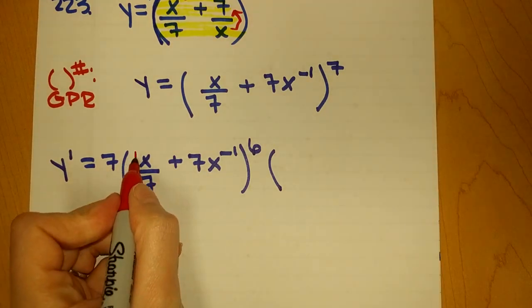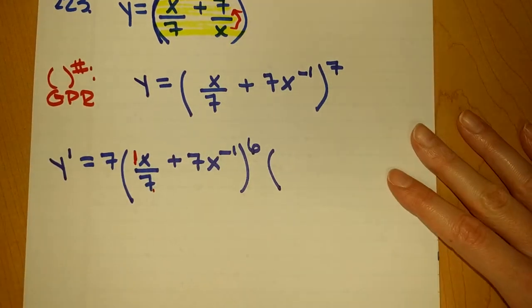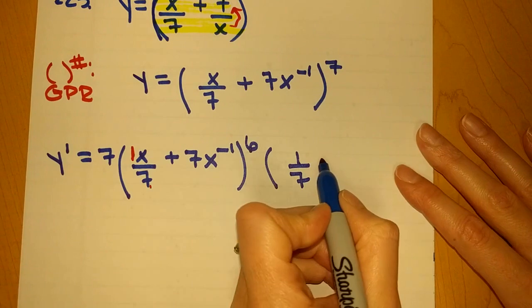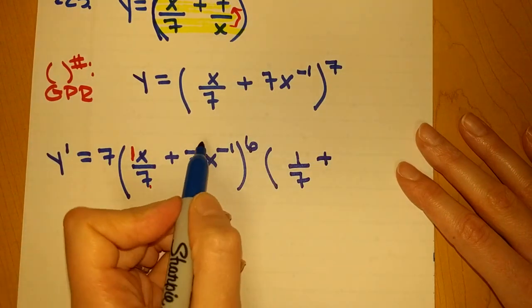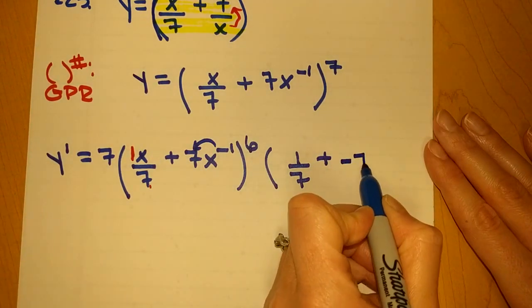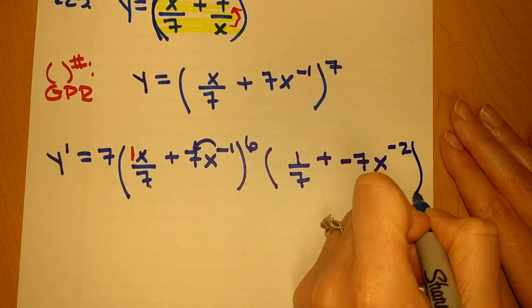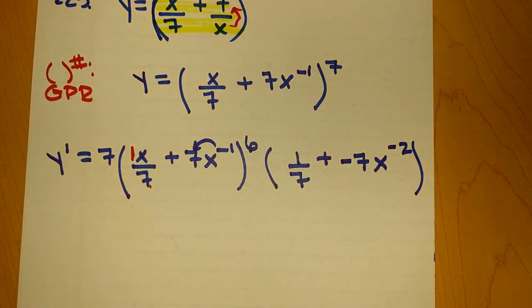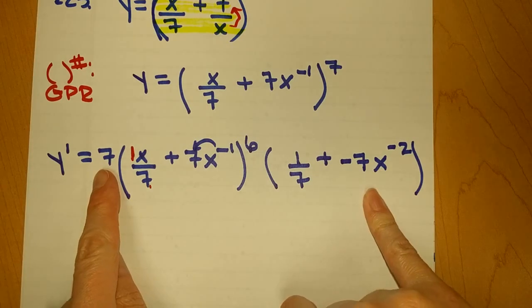So our 1 over 7 is the coefficient, so that's going to be our derivative. And then plus our 7 times -1, so -7x to the -2.